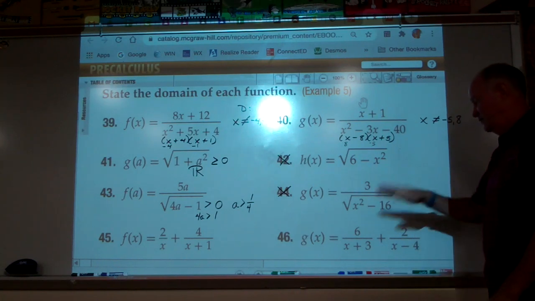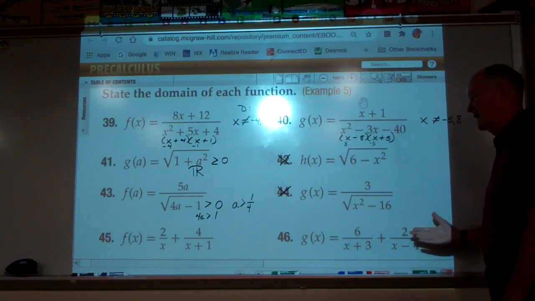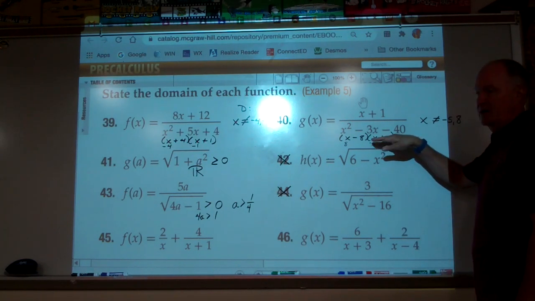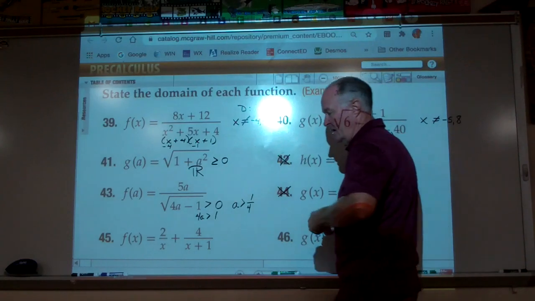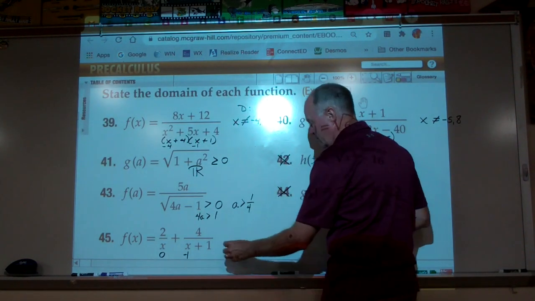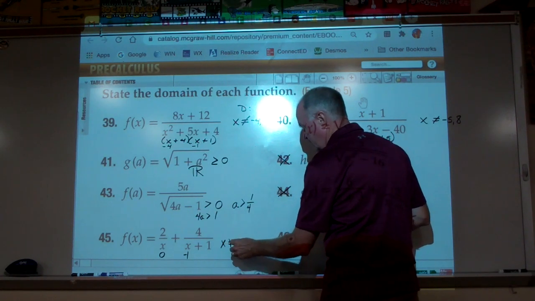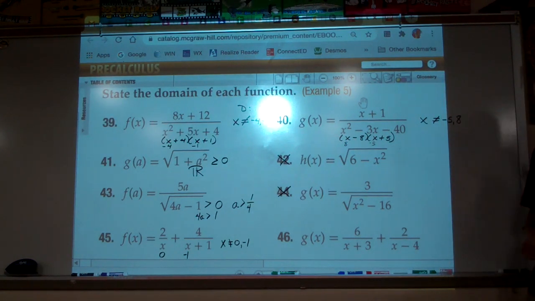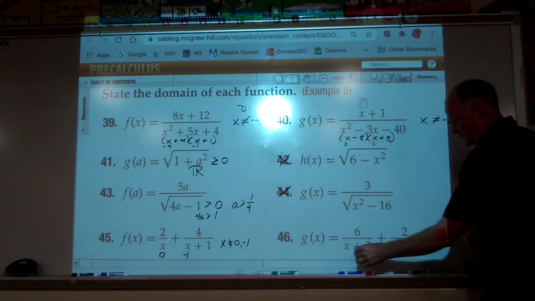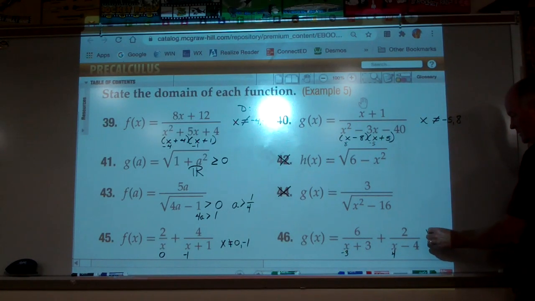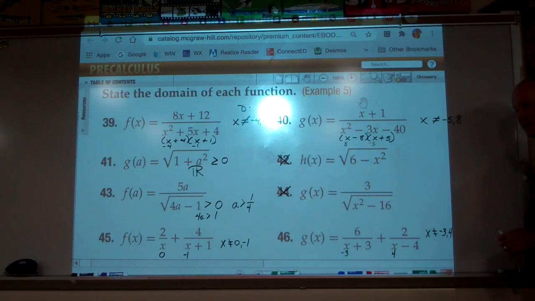45 and 46 are pretty straightforward because you don't have to factor anything. There are two fractions, but that's no big deal. It's no different than looking at it like this. So the numbers that are going to make this bad, 0 and negative 1. So for your domain, x cannot equal 0 and negative 1. For this one, negative 3, positive 4. There we go.